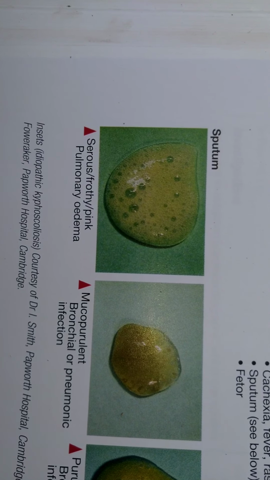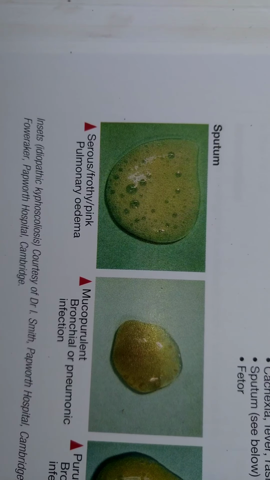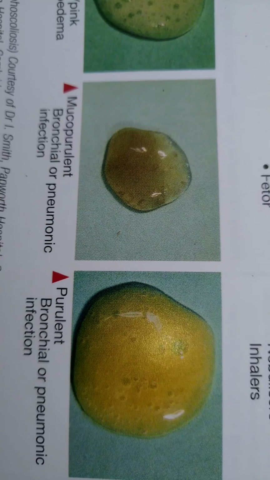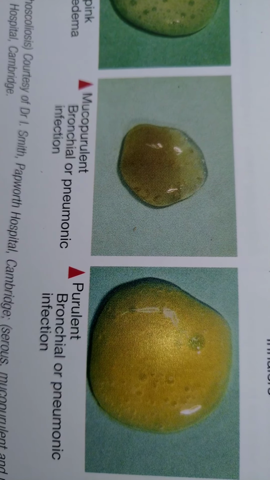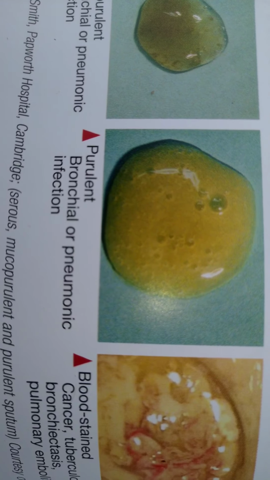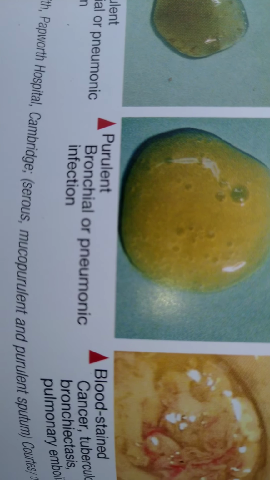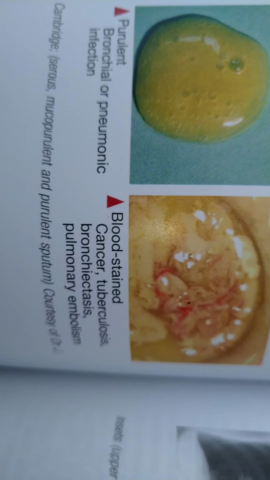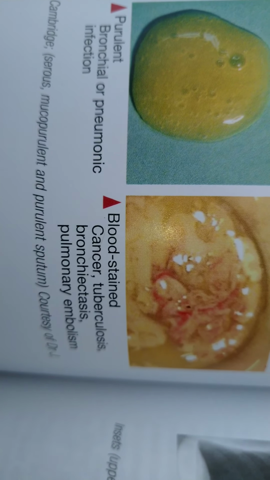This is the sputum. Serous, frothy, pinky: pulmonary edema. Mucopurulent: bronchial and pneumococcal infections. Purulent: bronchial and pneumonic infections. Blood stains: cancer, tuberculosis, bronchiectasis, pulmonary embolism.